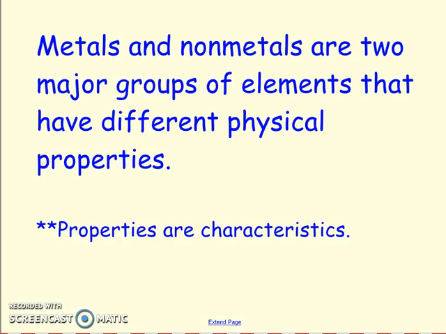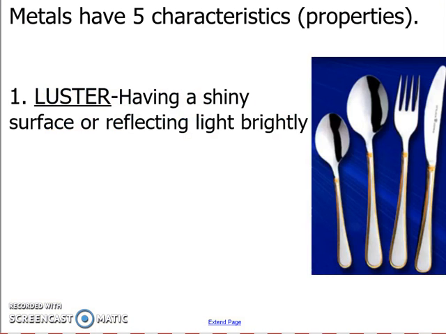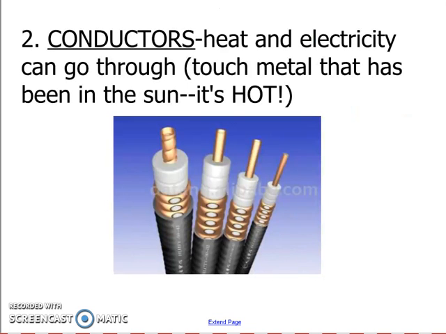And then each of those groups have characteristics or properties that separate the difference between them. Okay, so metals have 5 characteristics or properties. The first one is luster. That means that they have kind of a shiny surface. They reflect light brightly. So if you think of ever looking for your reflection in the back of a spoon that's made out of metal, it's going to have a shiny surface.